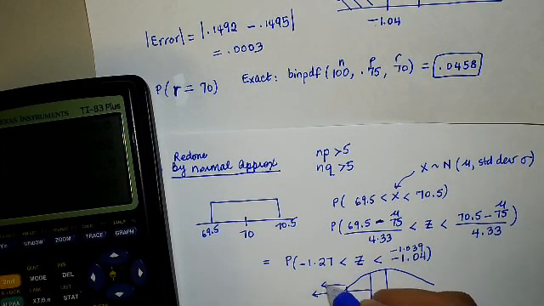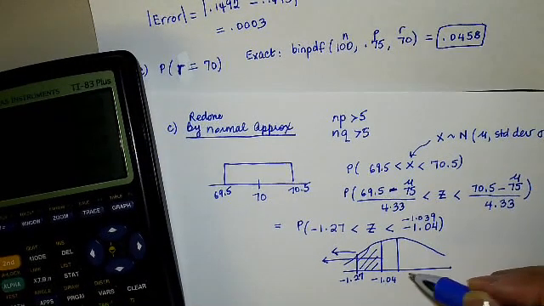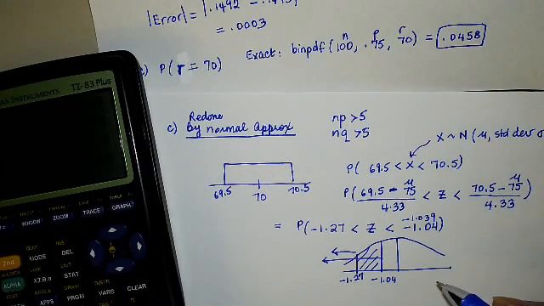Minus 1.04, and here I have minus 1.27. So we will look up this area and we will look up this area and then subtract. Can you give me the two numbers, the one that goes with minus 1.04 on the z and the one that goes with minus 1.27 on the z? Or just give me your z table and I'll do it.